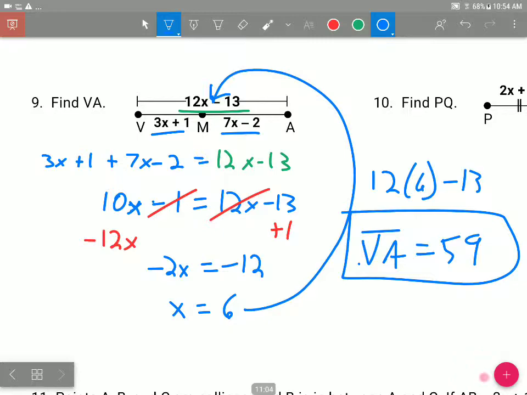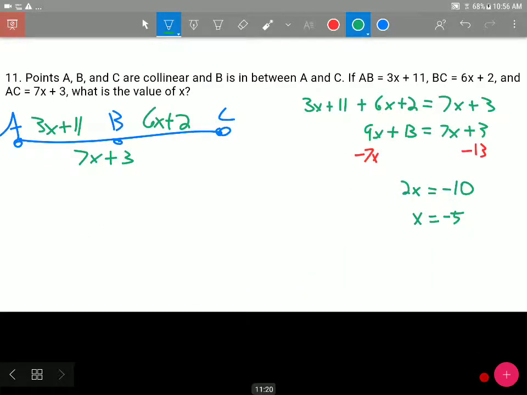Any questions, comments, complaints, public service announcements, limericks? Cool. Do number 11. Do it on your own. Hopefully you got something that looks kind of like this. Now, is -5 what they're asking for? Yes, good. They want to know what's the value of x, so therefore, we're done. Cool. Does anyone have any issues with what we've done with this problem at all?